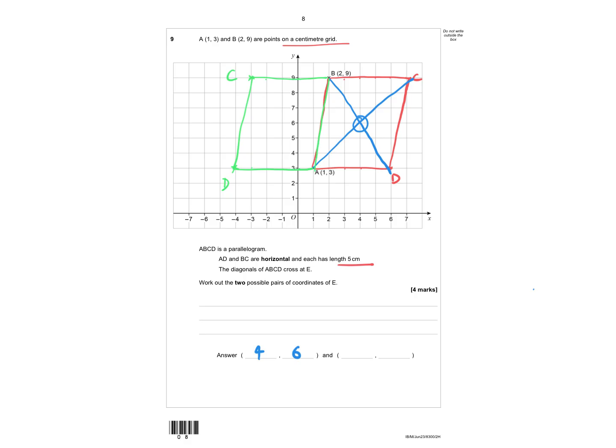Now, if we then join the diagonals again this time, we're going to see, and again, if you do this with a ruler, you'll get this absolutely spot on, they cross at this point here, which is (-1, 6), and these are the two positions of E.